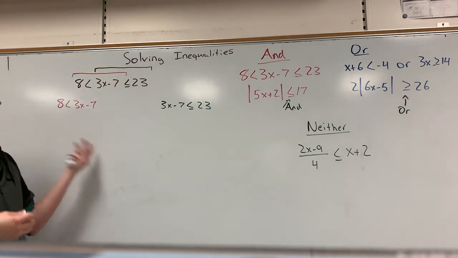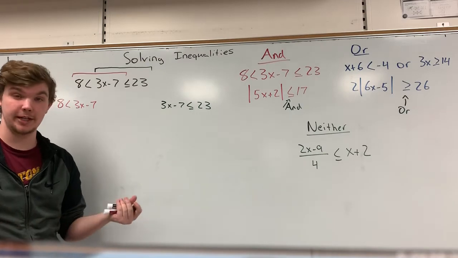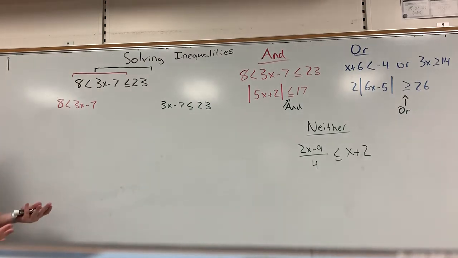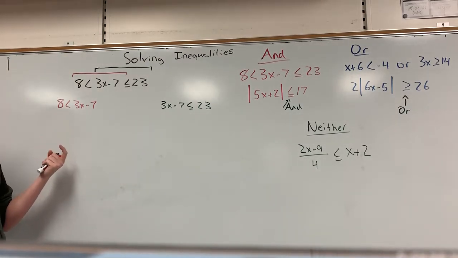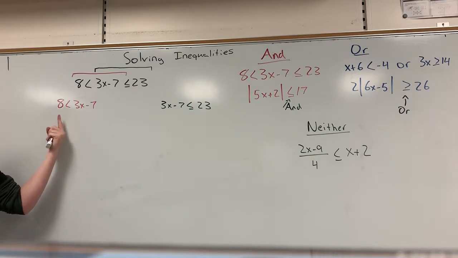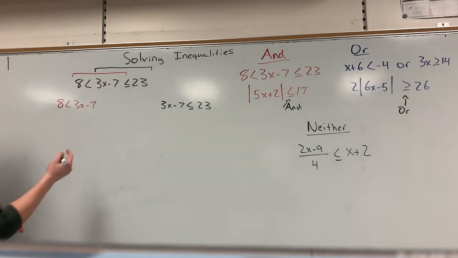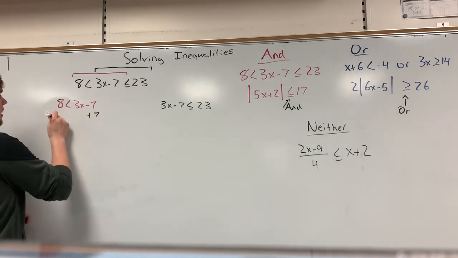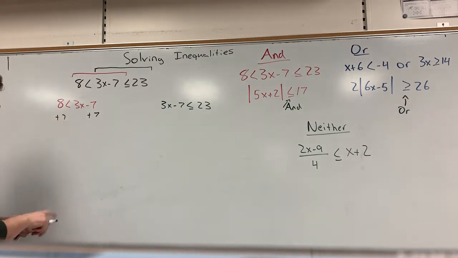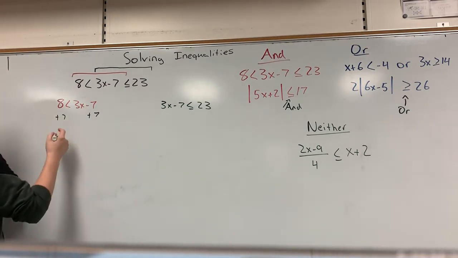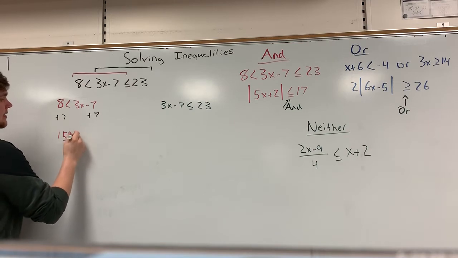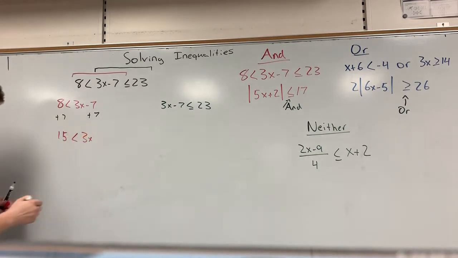Okay, so I really have two different inequalities going on here. I'm going to take them step by step and solve them both independently. I'll start by solving 8 is less than 3x minus 7. Trying to get x by itself, so maybe I'll add 7 to both sides. When I add 7 to both sides, I get 15 is less than 3x.